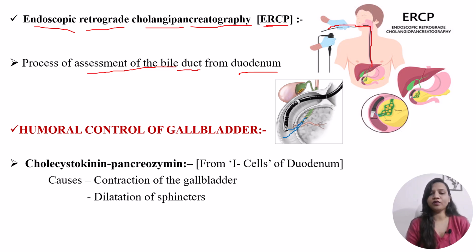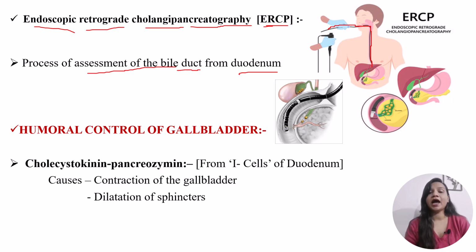The normal flow of the bile is in this direction, and the contrast is injected retrogradely, meaning opposite to the flow of the bile. Now this contrast outlines the structures of the apparatus, which includes the common bile duct, hepatic duct, gallbladder, and also the pancreatic duct.